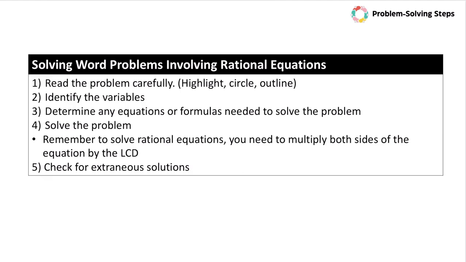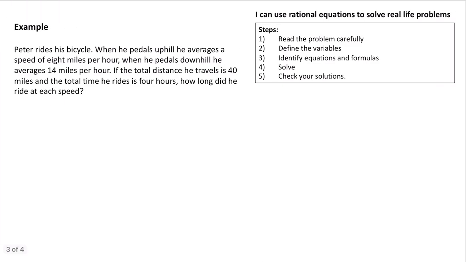Then you want to identify the variables and determine the equations or formulas you need to solve the problem. And then solve the problem. And remember, what we do generally with rational equations is we want to multiply both sides by the least common denominator. Okay, and then we always want to check for any extraneous solutions. So let's try this first problem.